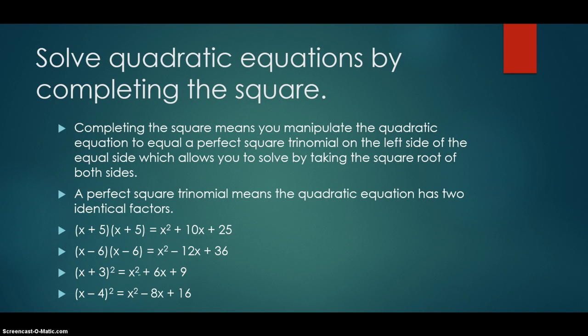And then you see our x squared here. 3x plus 3x gives you this middle term, and then 3 times 3 gives you the constant at the end. One more example, negative 4 plus negative 4 gives us negative 8, and then this number squared, 4 times 4, gives you this. So all of these are examples of perfect square trinomials, which is what you're trying to create when you're completing the square.